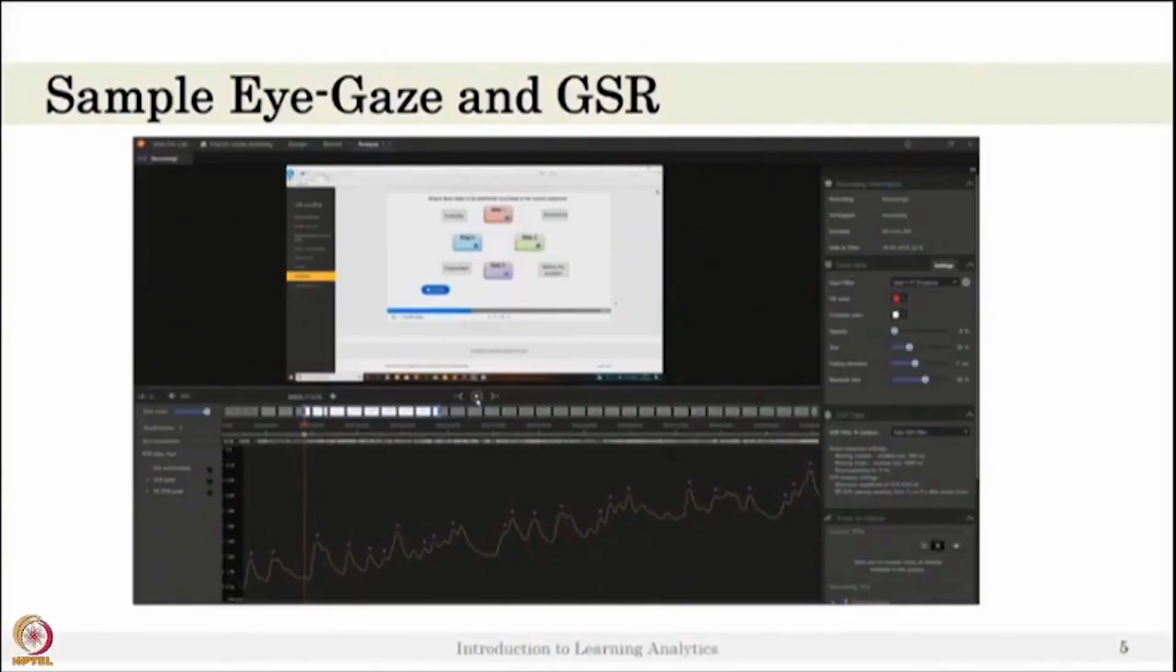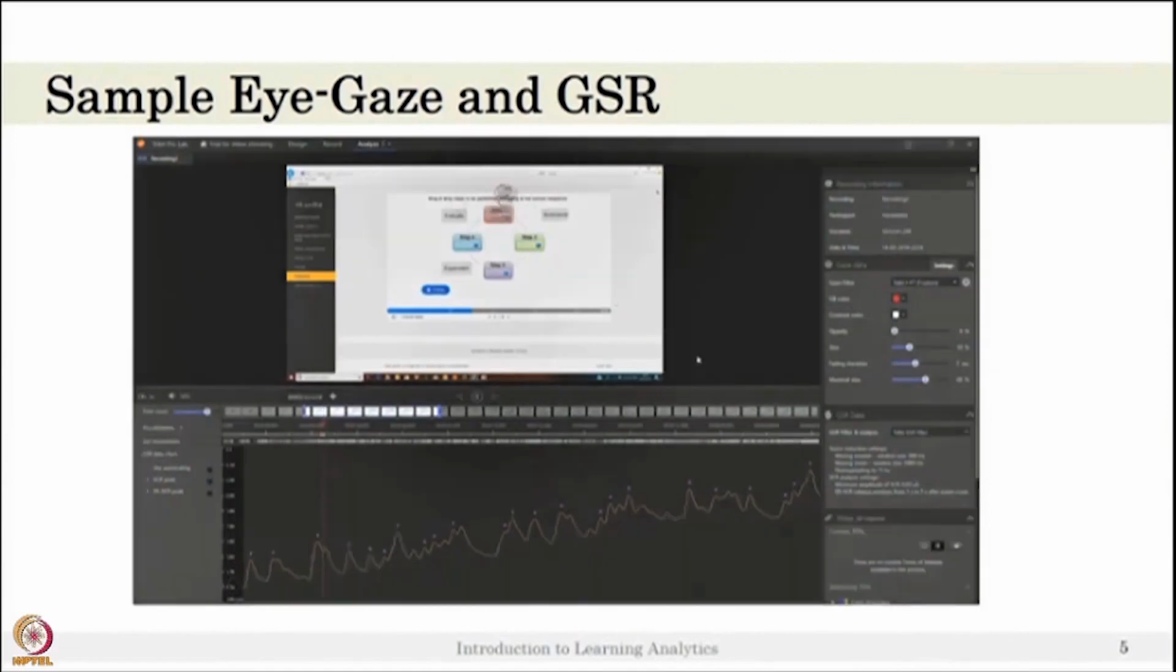Here is the sample eye gaze and GSR data that is collected in a TEL environment. The student is looking at different parts of the environment, and you can see the eye gaze overlaid on the video. Below, the student's GSR data.